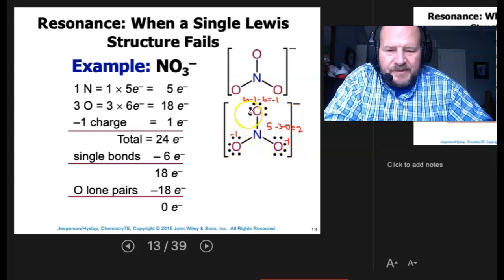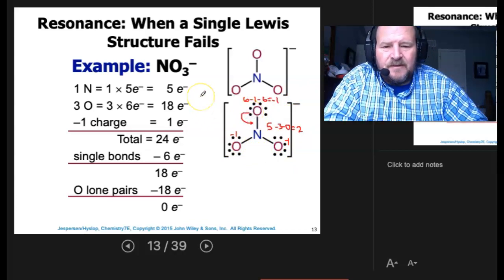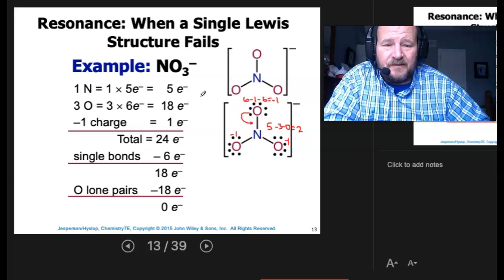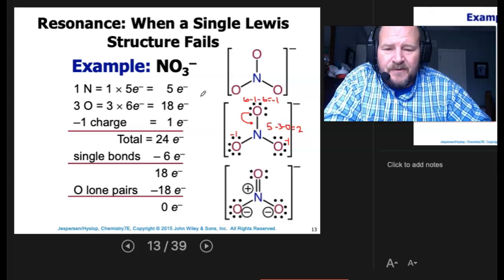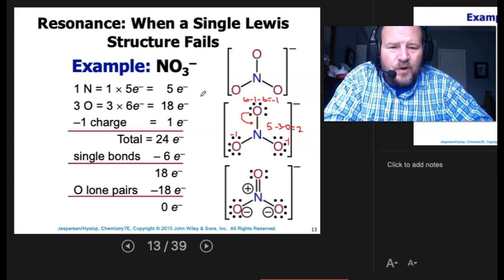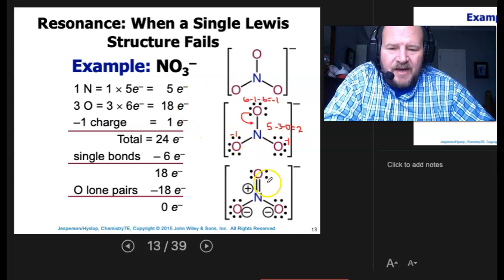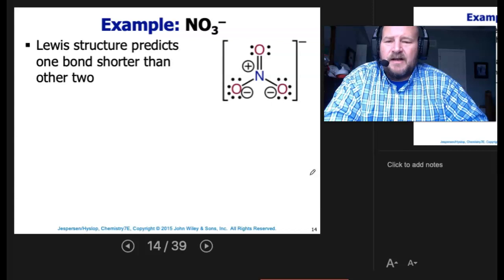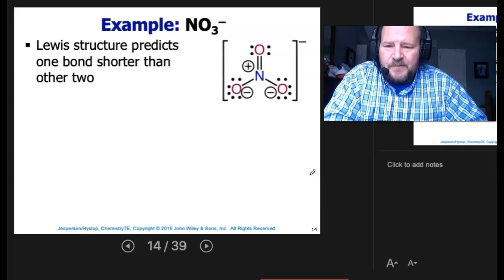Now another way to draw this would be to take one of these lone pairs and stick it in here. Nitrogen really doesn't want to be +2. Nitrogen doesn't want to be plus at all, but it definitely doesn't want to be +2. If I move just one of those pairs, now I have nitrogen as a +1, one oxygen at 0, and the other 2 will be a -1. We still have an overall charge of -1 though. So that's another possible structure. Now the Lewis structure predicts that one bond would be shorter than the other 2.